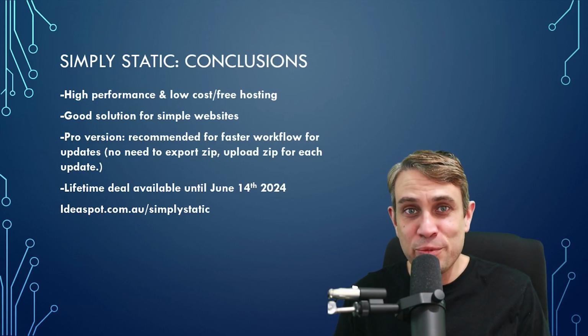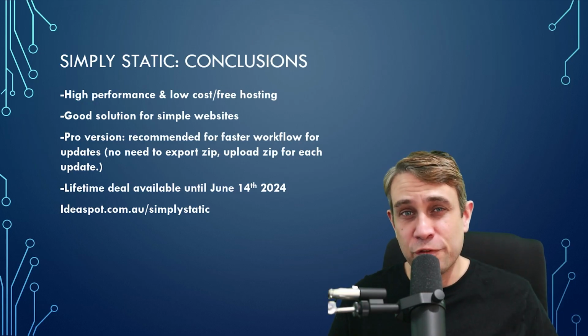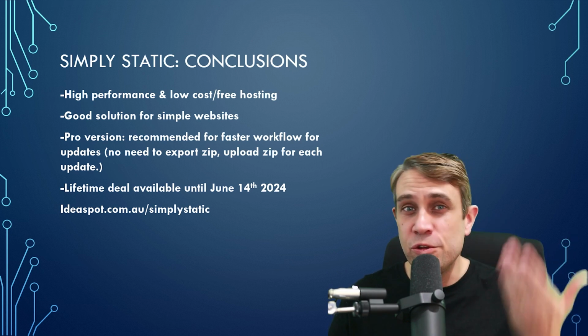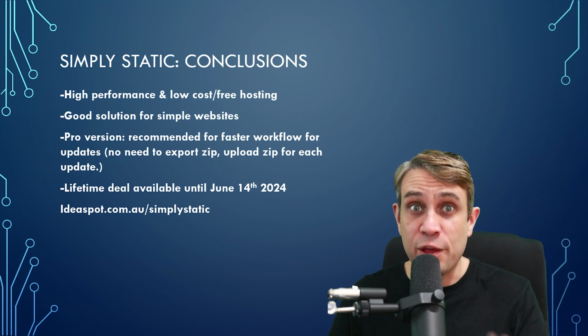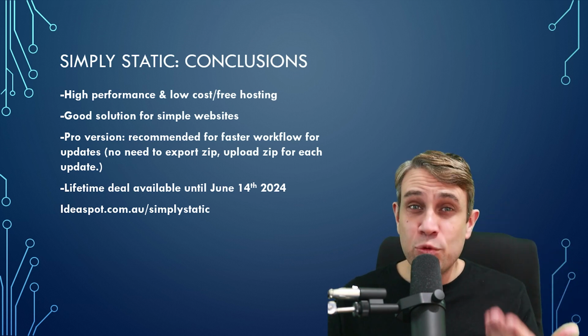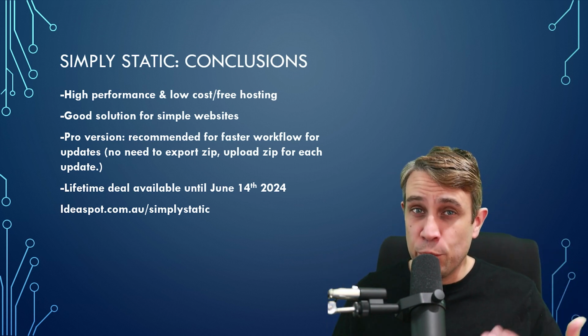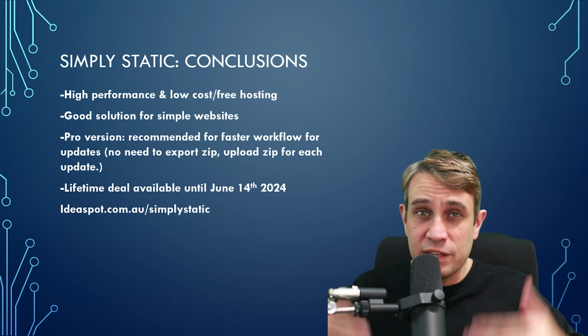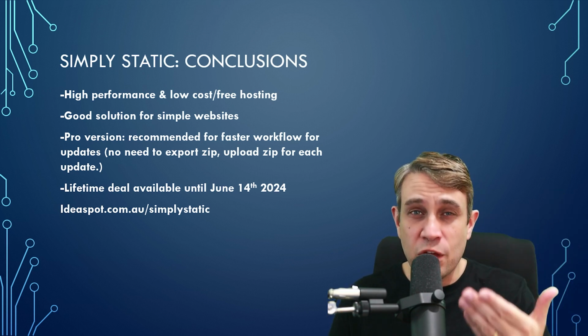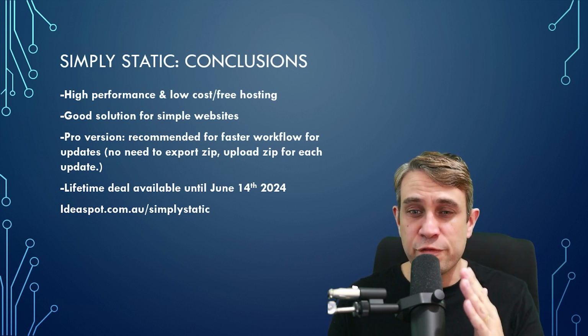Okay, so in conclusion, we can see Simply Static is a nice solution for converting a WordPress site to a static website. And you can host that for free using GitHub or Cloudflare Pages, as we saw in the tutorial. This is a good solution for simple websites. It's not going to be suitable for things like WooCommerce or online courses where it's completely based on the dynamic database of WordPress. But for a simple business site or a blog, this is going to work just fine.